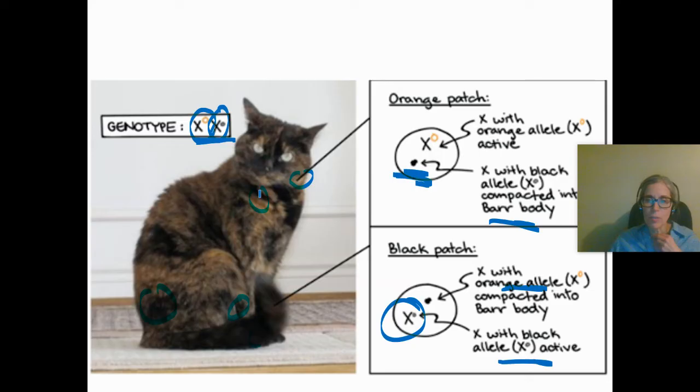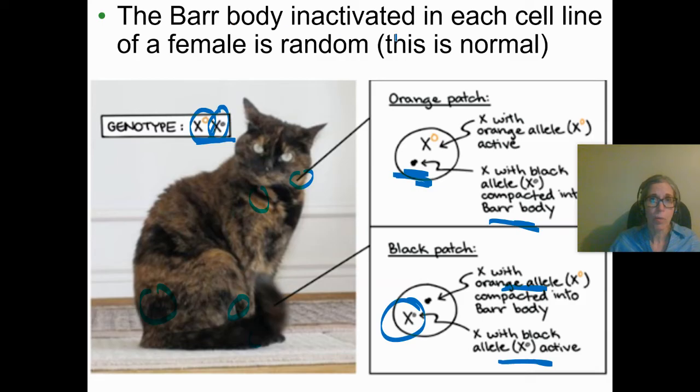So at some point in embryonic development, each cell in the female kind of randomly condenses one of the X chromosomes, and so you just have one that's used in each cell line. So the bar body is inactivated in each cell line of a female. Which one is inactivated in each cell line of a female is random, and that's the normal way that works.